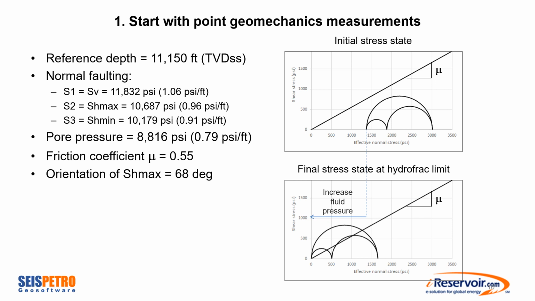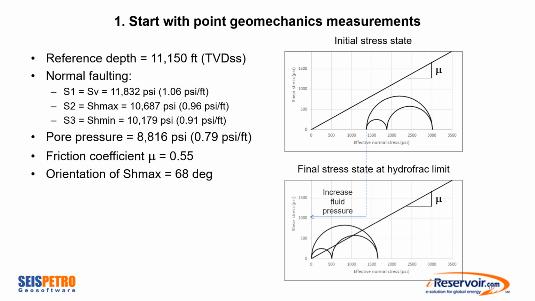The first step is to start with the geomechanics point measurements. The geomechanics information we had in this case was in the form of point geomechanics measurements for a given depth. We knew this is a normal faulting regime because we had vertical stress, maximum horizontal stress, and minimum stress. We also had pore pressure, and we can see here some overpressure in the system. We have the friction coefficient, and we also have the orientation of the maximum horizontal stress.